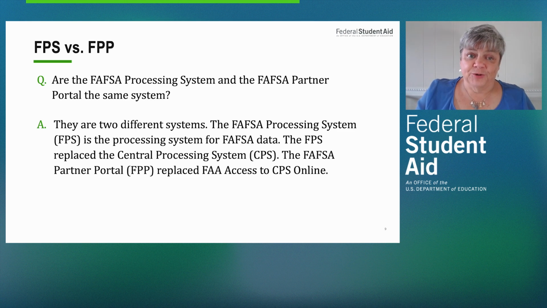The FAFSA partner portal replaced FAA access to CPS Online. FPP is a new website for financial aid administrators for the 2024-25 award year. FAAs can correct FAFSA information on the FPP.